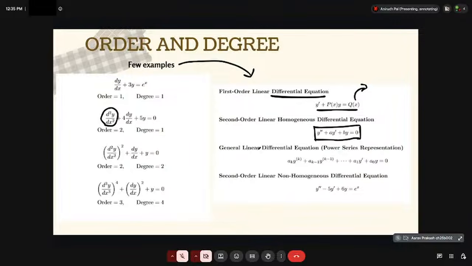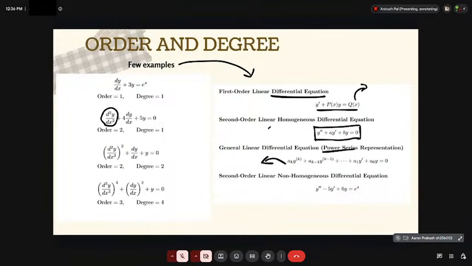And the general linear differential equation in terms of power series. So what is a power series? We will be seeing that later. But just assume that you can write a_k as a polynomial. Like you can write the differential equation in terms of a polynomial of a function. This is similar to what Rajat explained when writing the characteristic polynomial for a general linear recurrence relation.